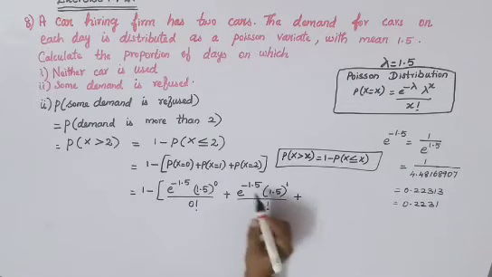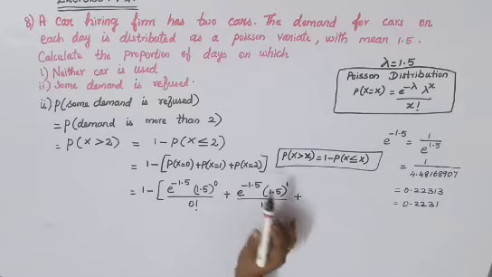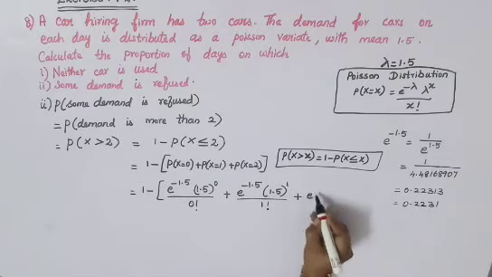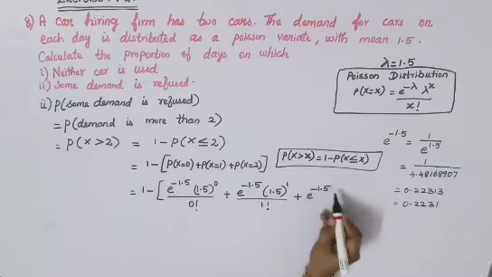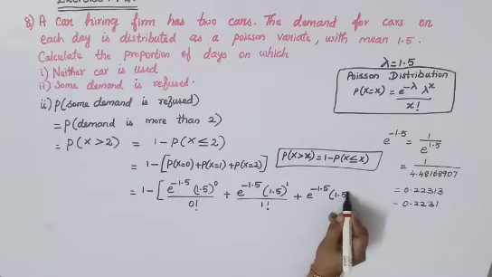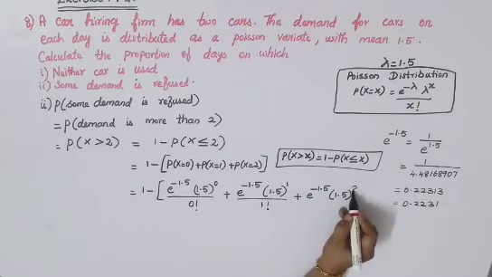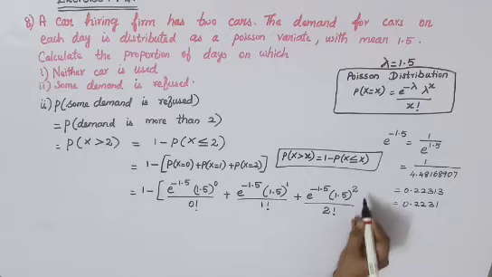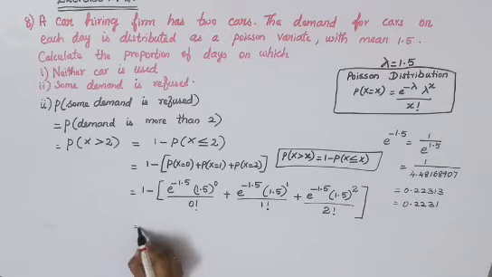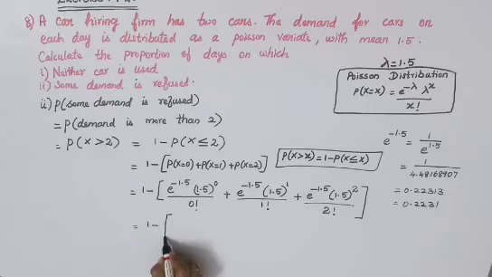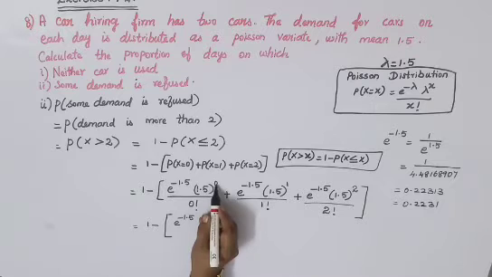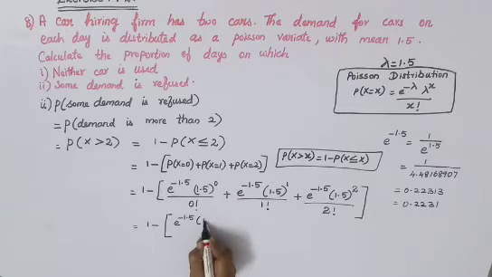Now going to your third part, P of X is equal to 2. Wherever you have 1, just put 2. So that is e power minus 1.5 into 1.5, the whole power 2, divided by 2 factorial. Now we are solving: 1 minus e power minus 1.5, 1.5 the whole power 0, anything to the power 0 becomes 1, divided by 0 factorial, the value is 1.